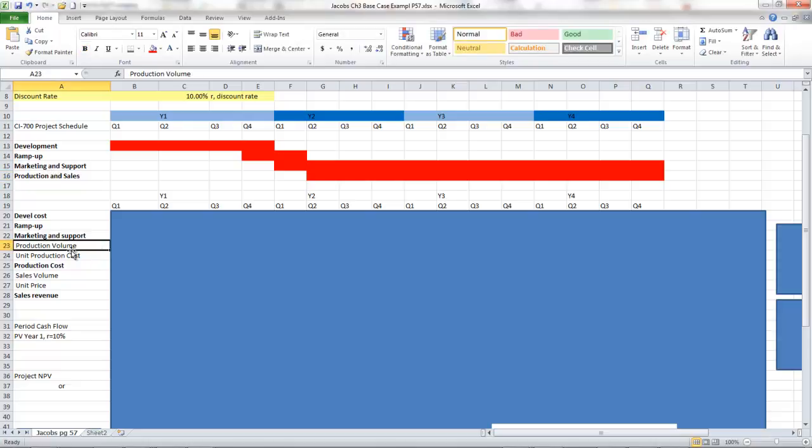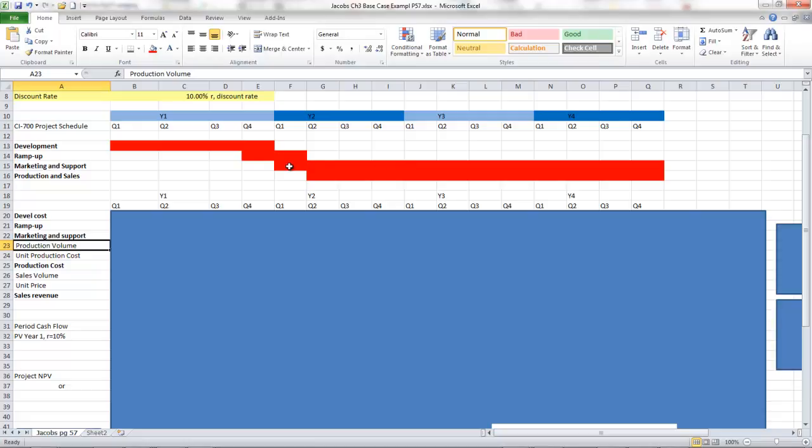Okay, and they break out into a series of costs. So they not only are on the calendar here, 4 quarters for a development phase, 2 quarters for a ramp up, and then ad infinitum for the marketing and support phase that takes money out of our system.